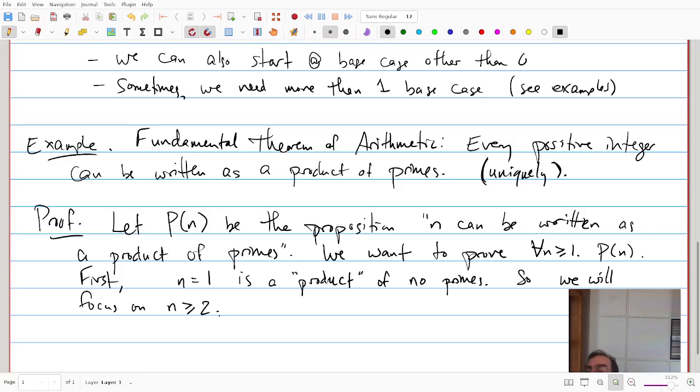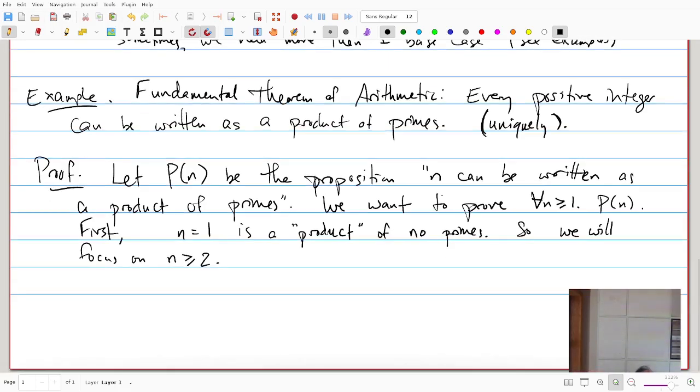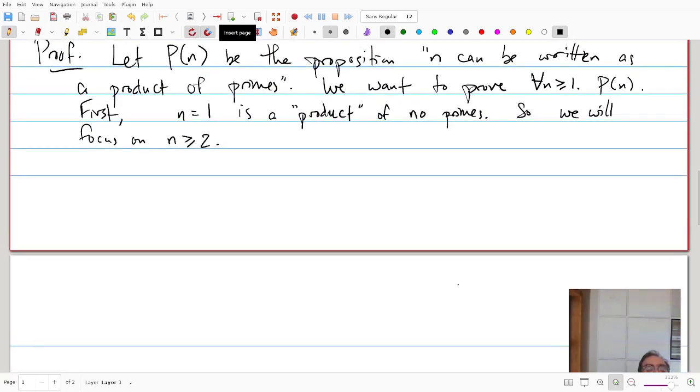So what I want to do is, let's try a proof by weak induction, and we're going to see what goes wrong. And that's going to help us understand why sometimes we need strong induction. And then we'll fix it, and we'll use a proof by strong induction. So let me go on the next page here. Let me say, we'll focus on proving it for all n greater than or equal to 2.